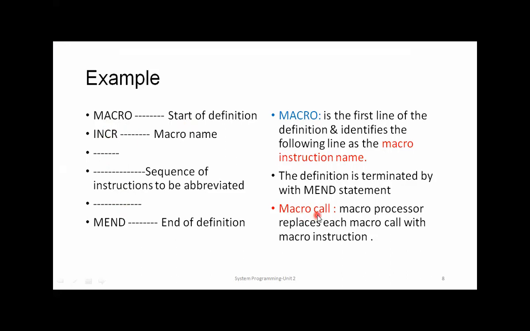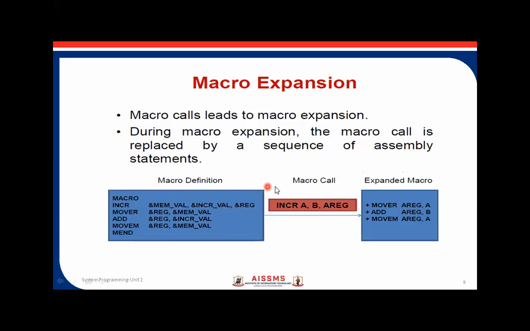The macro call that we studied yesterday is used to make a call to the macro, as we use functions in the C language and make a call to the function. Similarly, we can make a call to the macro using a macro call. Whenever we make a call, that location is replaced with the entire macro instructions, or the macro body. So this is how the macro expansion takes place. The macro call leads to the macro expansion.